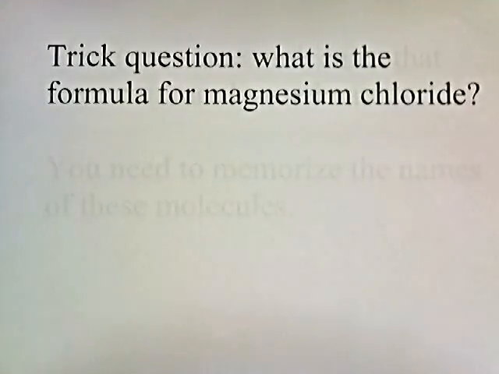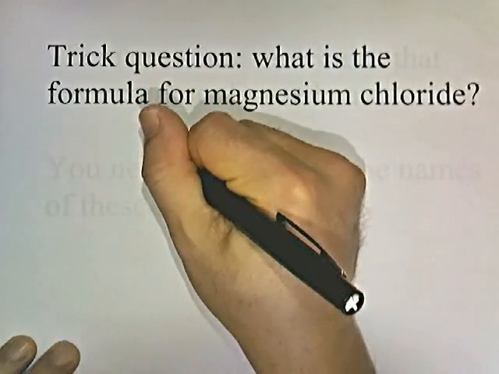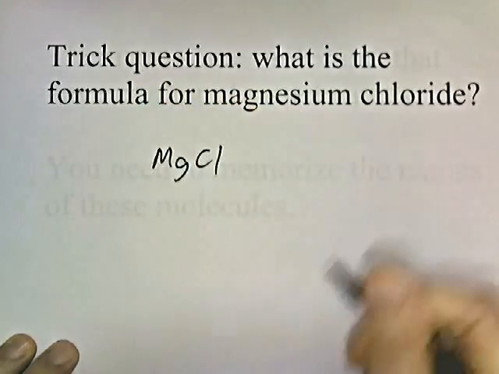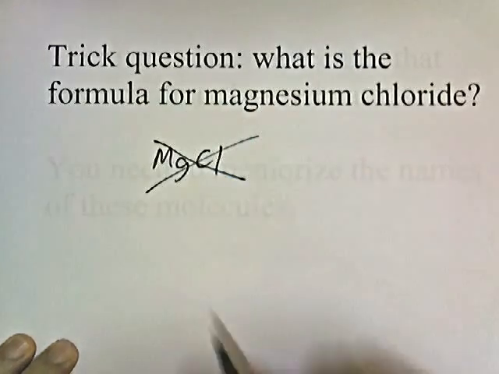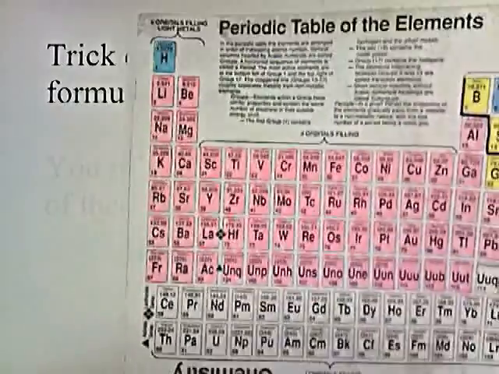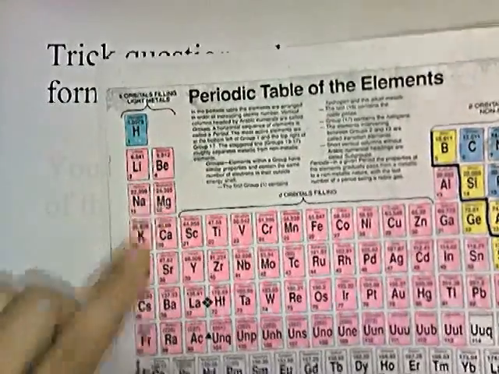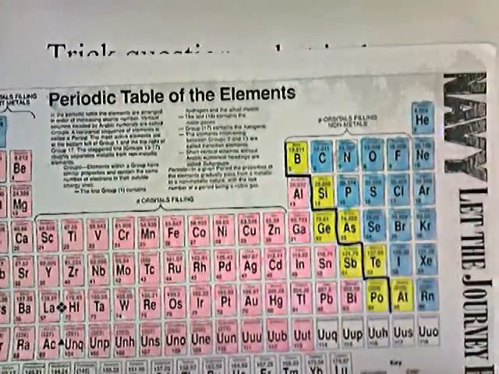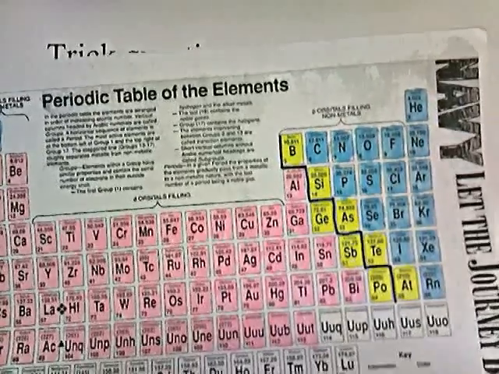Trick question, what is the formula for magnesium chloride? And if you think the answer is just going to be MgCl, that's wrong. Why is that wrong? Because a compound made out of magnesium, a metal, and chlorine is an ionic compound, so we have to follow the rules for ionic compounds.